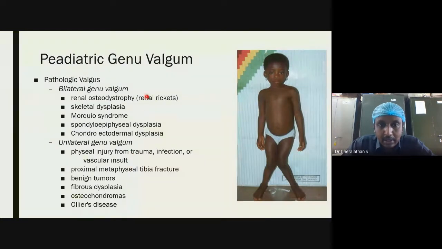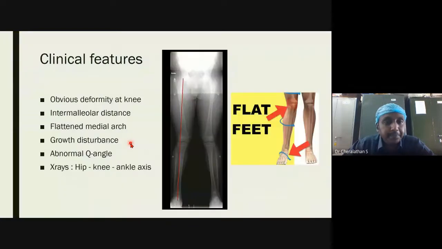So these are all the possible reasons for bilateral genu valgum and unilateral genu valgum. Now, what are the clinical features? Obviously, if you look at the child, you will know that the knees are brought together and the ankles are separated apart. The distance which we discussed right now, the intermalleolar distance, anything more than 8 we consider as abnormal. And there is a flattened medial arch.